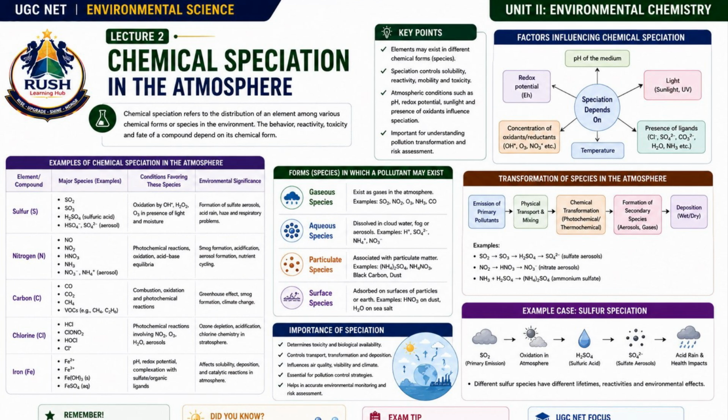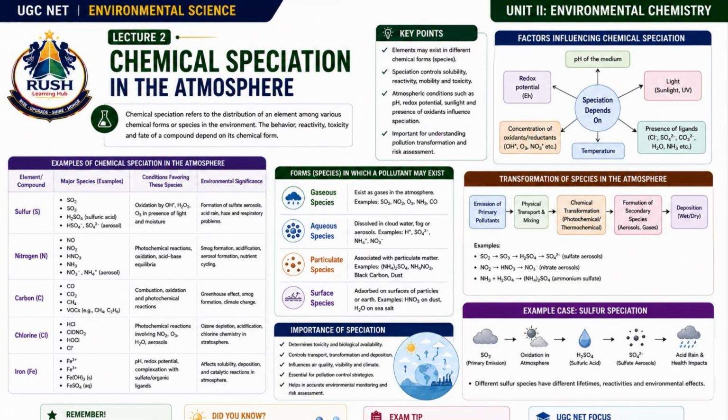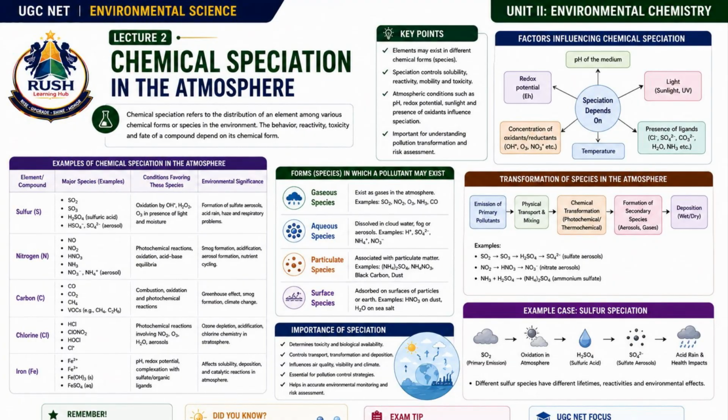Nitrogen dioxide contributes to photochemical smog. Nitric acid contributes to acid deposition. Ammonium compounds are important components of atmospheric particulate matter.